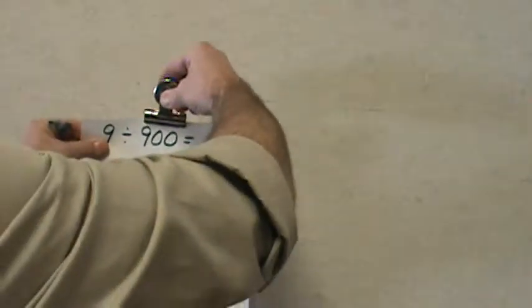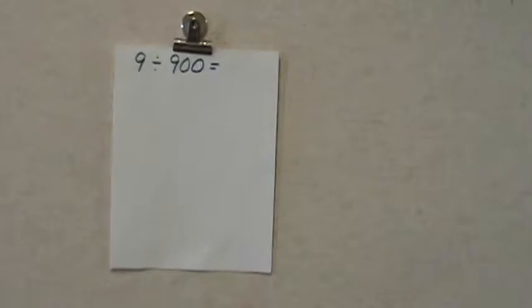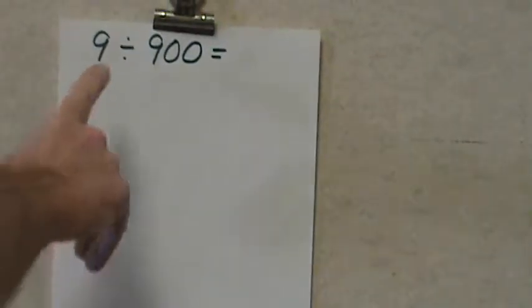Oh, look at this. Math in the lost and found. Math in the lost and found. Let's do this problem. There we go. Let's focus in on it. Wow, this is a good one. 9 divided by 900. Okay, do that problem right there. Solve this problem right there.